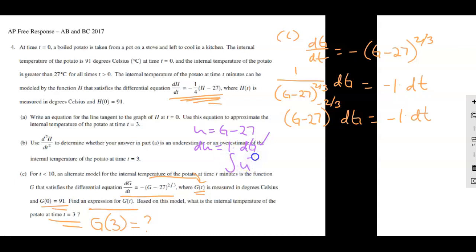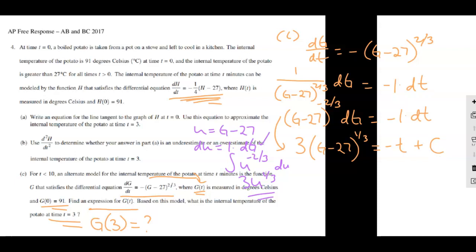But I've got this integration of u to the negative 2/3. So if I add 1 to the exponent and then divide by that new number, here's what it's going to end up kicking out. When I integrate this left side, it's going to end up being 3 times that chunk to the 1/3 power. Okay, that's just a little u-sub, a little bit tricky, but that's okay. The integration of negative 1 would be negative t, and then of course we'll put the plus C on that side.